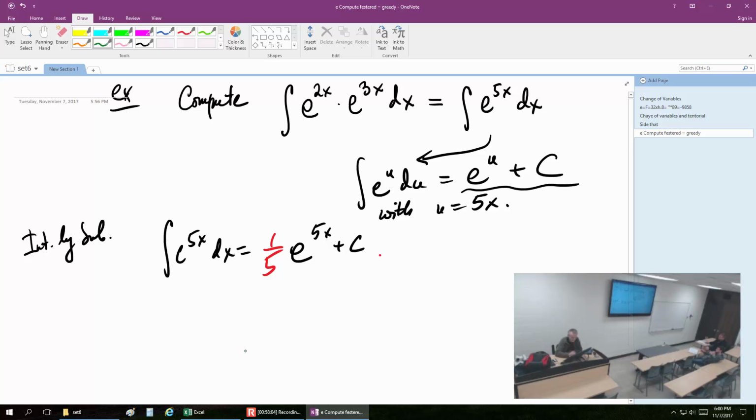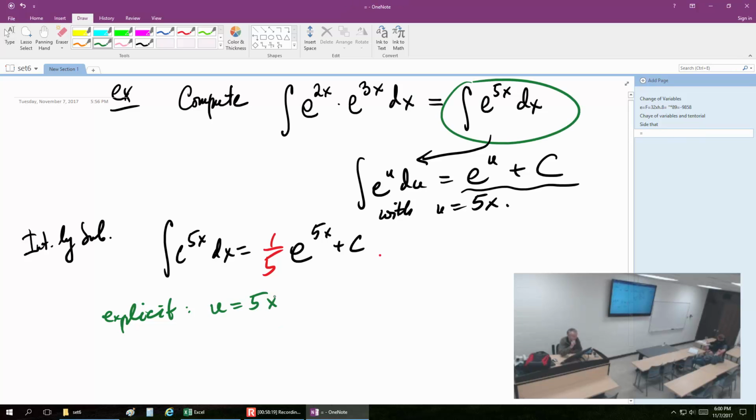Here is how it works out. So we take out my substitution, and I make it explicit. Suppose we're starting over with the same integral, and I say u is equal to 5x. Every time I see a composition, almost invariably in an integral, the function on the inside will be my new variable.